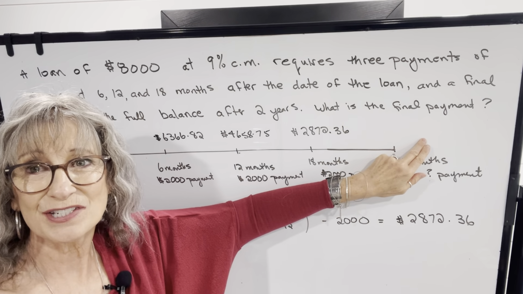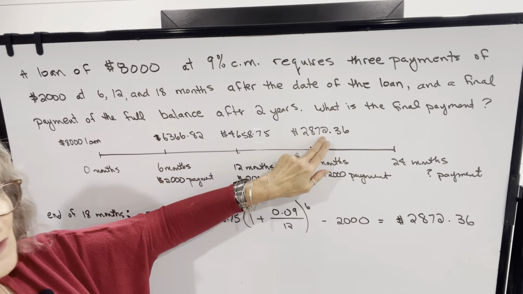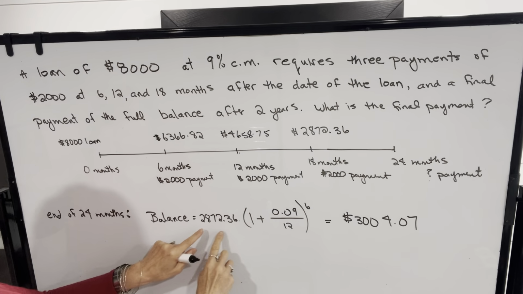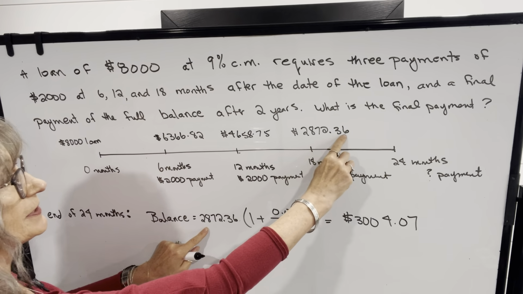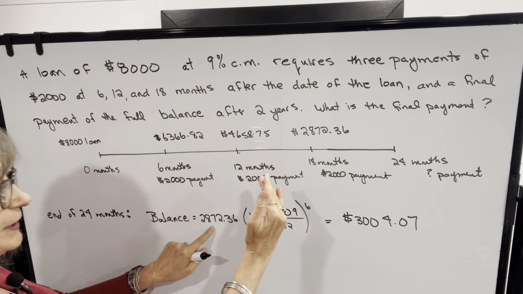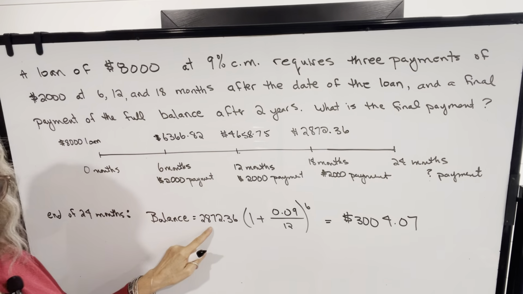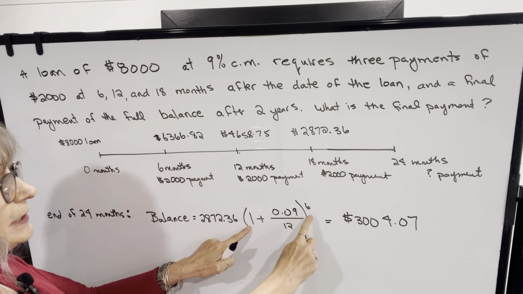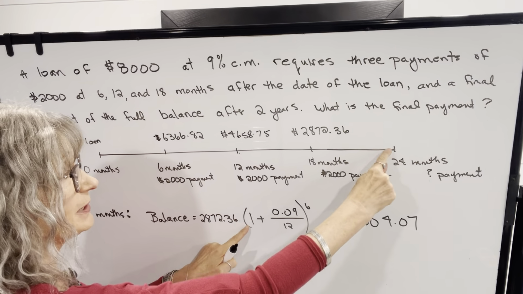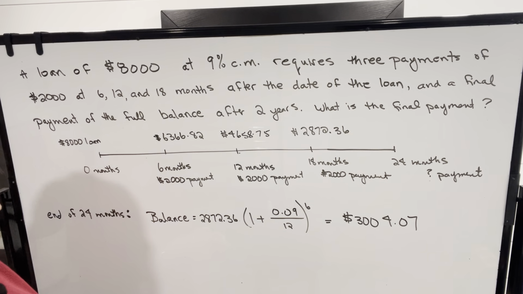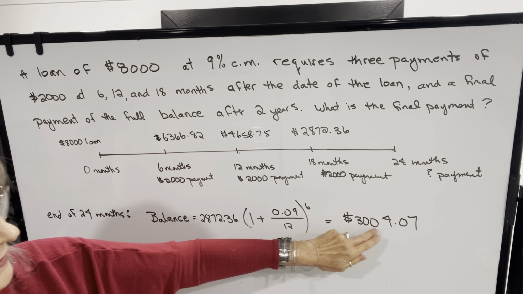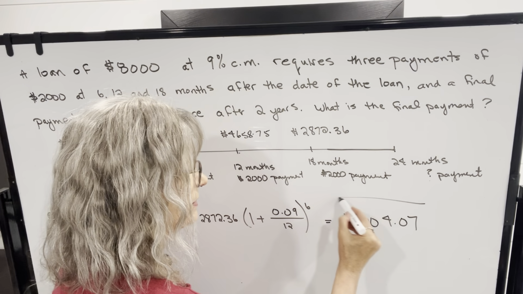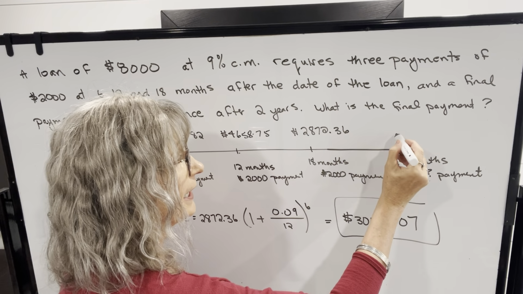So now we just need to find the future value of this amount at 2 years. Again, using our formula, we take this value and we want to find what it's worth 6 months later. So we multiply by 1 plus 0.09 divided by 12 to the power of another 6 months or another 6 compound periods. And that will equal $3,004.07. So this is what the final payment will be made at this time.